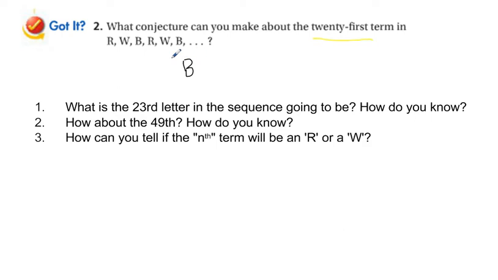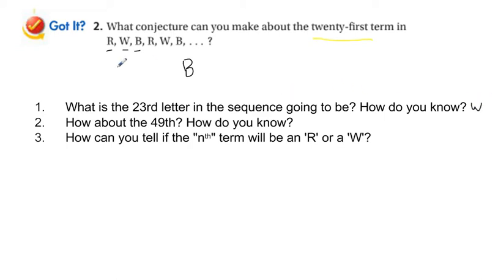How did you get that? Well, you might have just written these out until you got to the 21st term, or you might have used a little math. So let's see. It says, what is the 23rd letter in the sequence going to be, and how do you know? Well, if the 21st was B, which is the third in the sequence of letters, right? This is the first, this is the second, this is the third. And if you continue going, the 21st is B, the 22nd is going to be R, the 23rd is going to be W. Well, that's interesting.